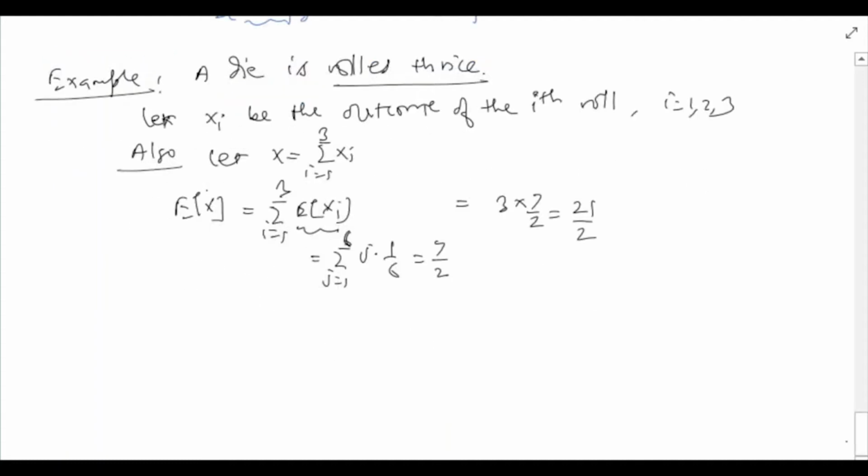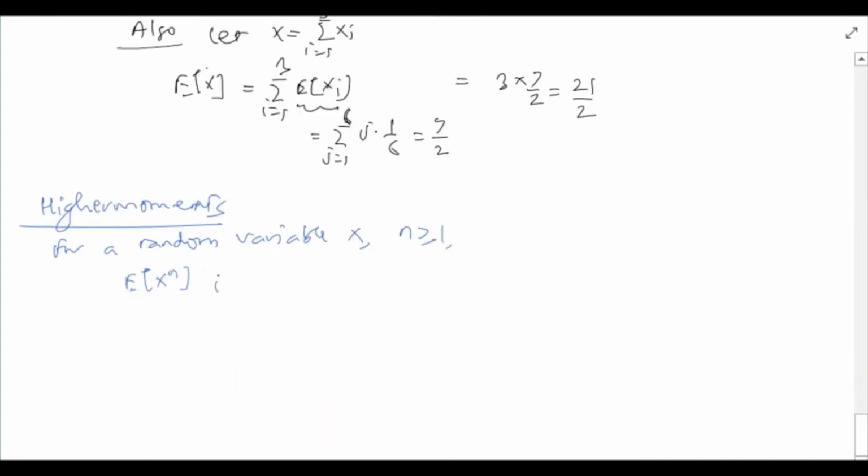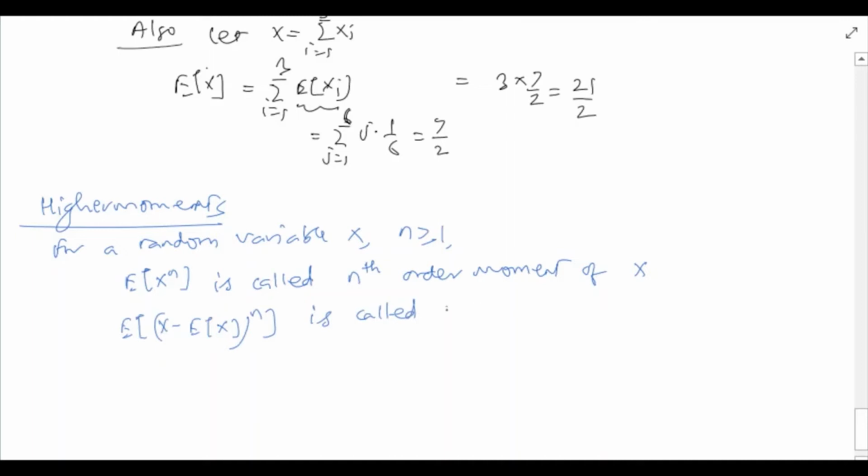After expectation, we now turn our attention to the so-called higher moments of random variables. For a random variable X and a positive integer n, the quantity expectation of X raised to n is called the nth order moment of X, or sometimes simply nth moment of X. A related concept is that of central moment. The quantity expected value of (X minus expected value of X) whole raised to n is called the nth order central moment of X, or sometimes simply nth central moment of X.